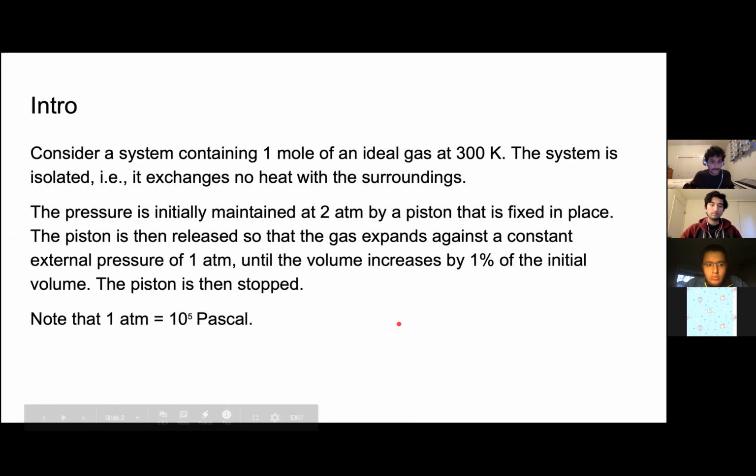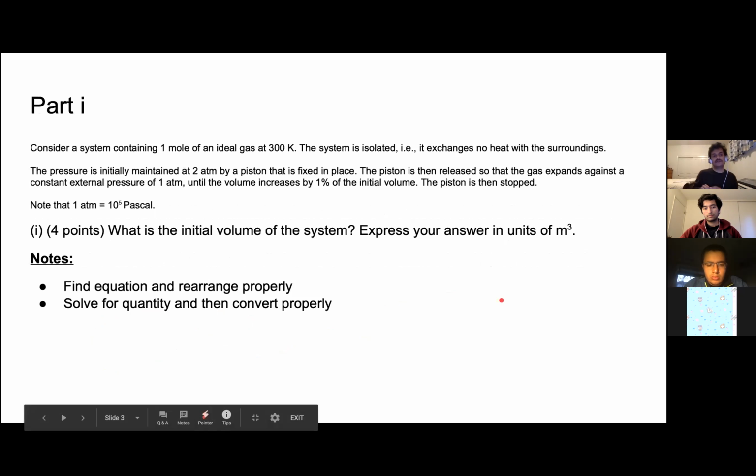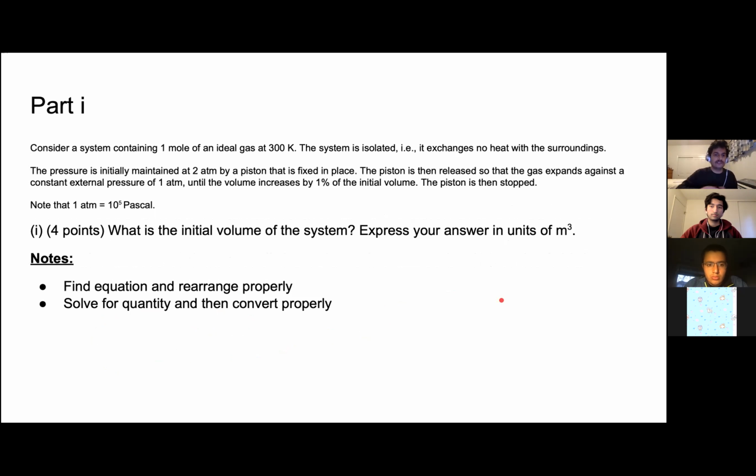So here's the question stem. You have a system with 1 mole of an ideal gas at 300 Kelvin. It's an isolated system. Pressure is initially maintained at 2 atmospheres by a piston that's fixed, is then released, so you have constant external pressure. It expands against a constant external pressure of 1 atmosphere, and you increase the volume by 1%. And they gave us this conversion of 1 atmosphere is equal to 10^5 Pascal. So part 1 is what is the initial volume of the system? And it says express your answers in units of meters cubed.